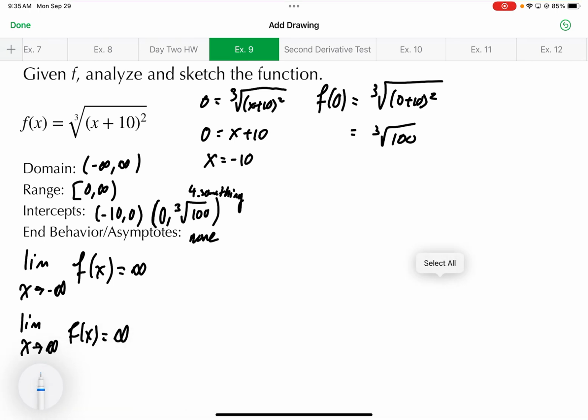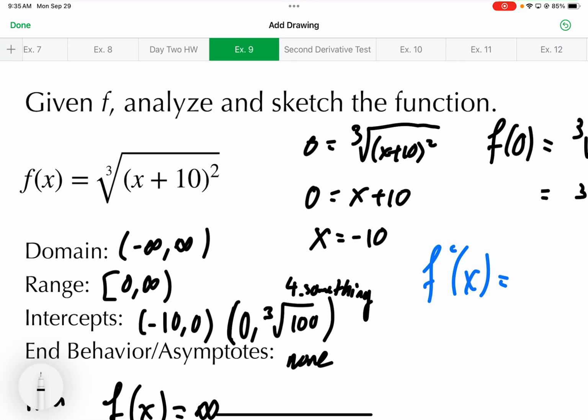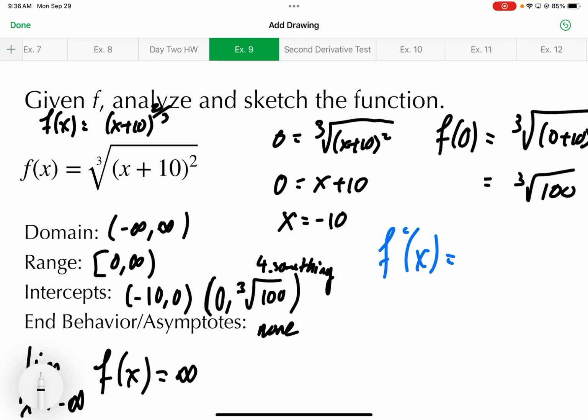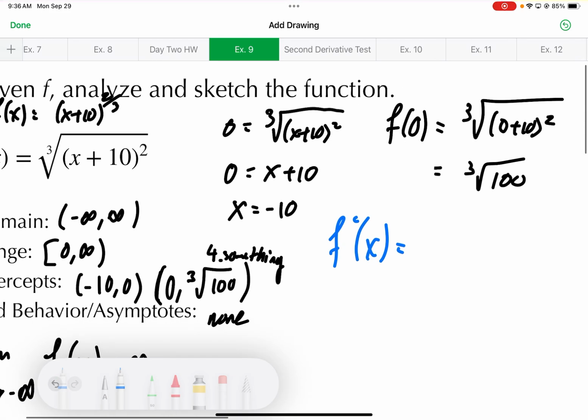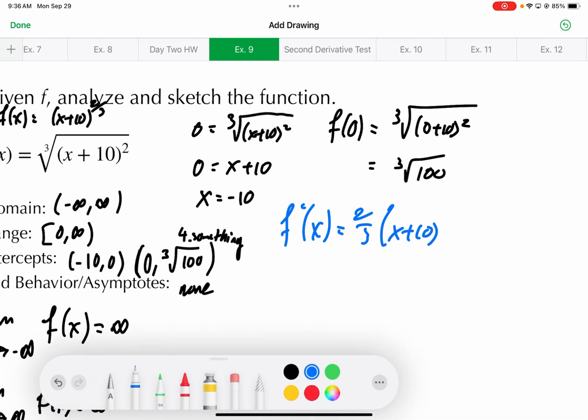Let's do the derivative. Before we do the derivative, I feel as if it would benefit us to rewrite the original function. We're going to have to use chain rule for sure. But how could I rewrite my original so it's not such a pain? x plus 10 to the 2 thirds. Yeah. That'll make our life easier for sure. So then when I do my derivative, I would get 2 thirds times x plus 10 to what power? Negative 1/3.